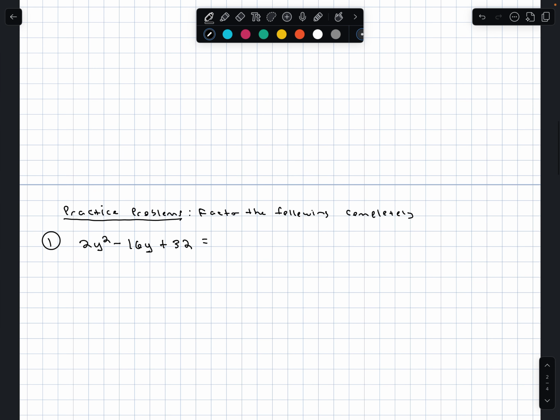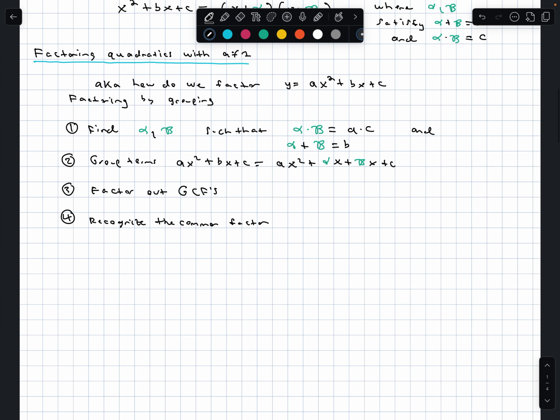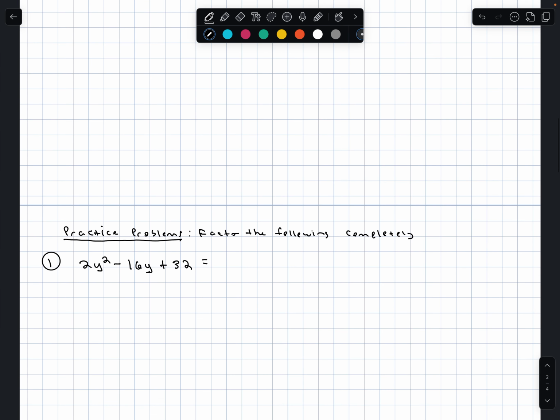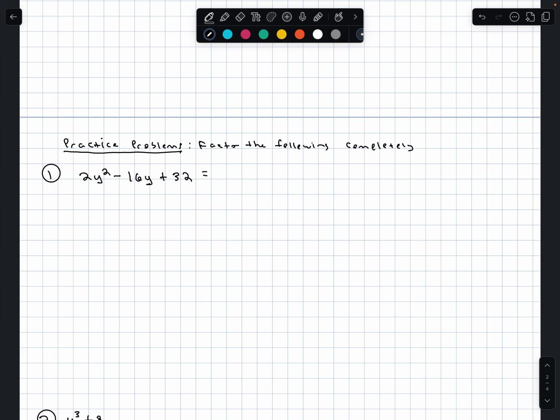All right, let's practice what we just learned. Let's factor each of the following completely. So for this first one, we could use this technique, factoring quadratics by grouping with a not equal to 1. But actually, I don't think we need to do something that involved because notice that each of these terms is a multiple of 2. So we can actually rewrite this as 2 times y squared minus 8y plus 32. And then we just need to focus now on this thing, y squared minus 8y plus 32.